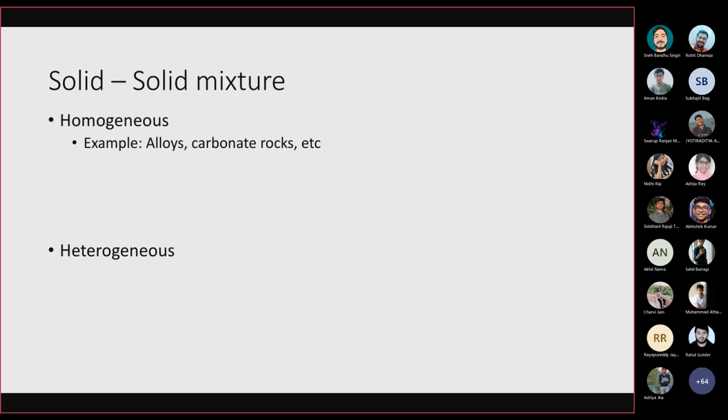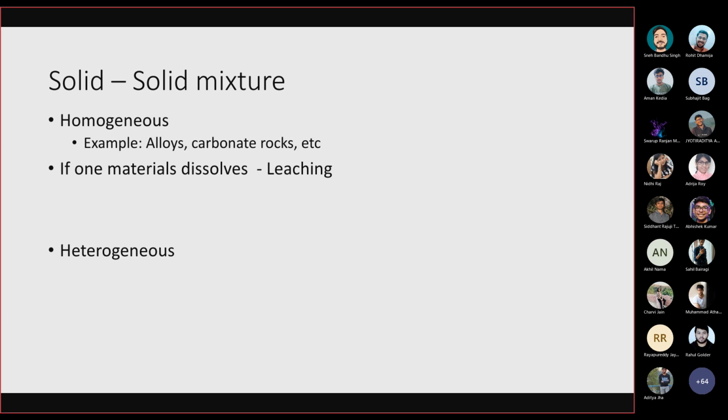Right? For example, if you take alloys, nickel alloys, or many alloys, they are uniformly distributed along the matrix. Another example is carbonate rocks, which are uniformly distributed along the matrix.